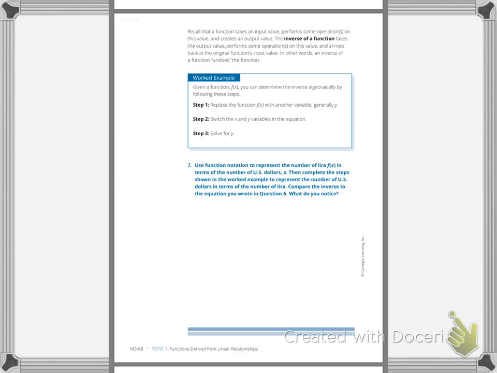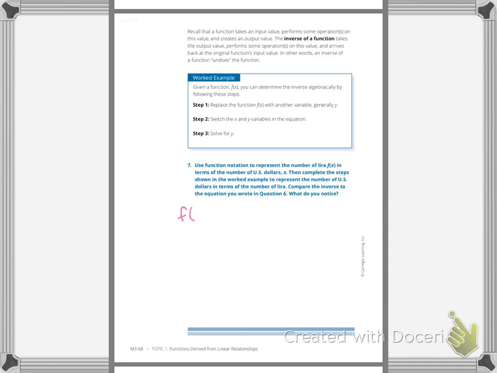Step 1, replace the function f of x with another variable, generally y. Y is the easiest one to switch to. Switch the x and y variables in the equation, and then re-solve for y. So it says use function notation to represent the number of lira, f of x, in terms of the number of US dollars, x. Then complete the steps shown in the worked example to represent the number of US dollars in terms of the number of lira. Compare the inverse to the equation you wrote in question 6.